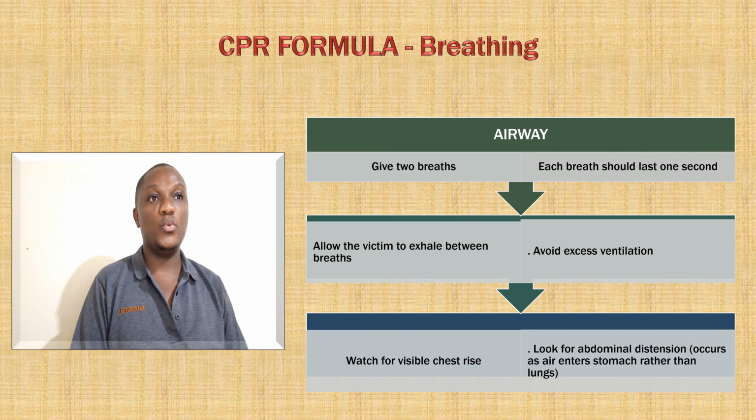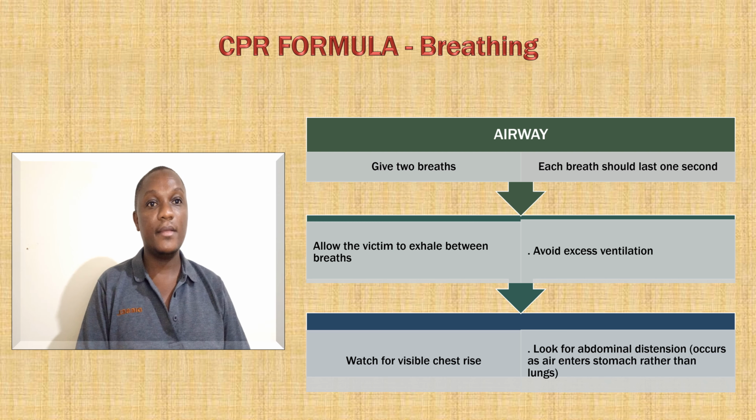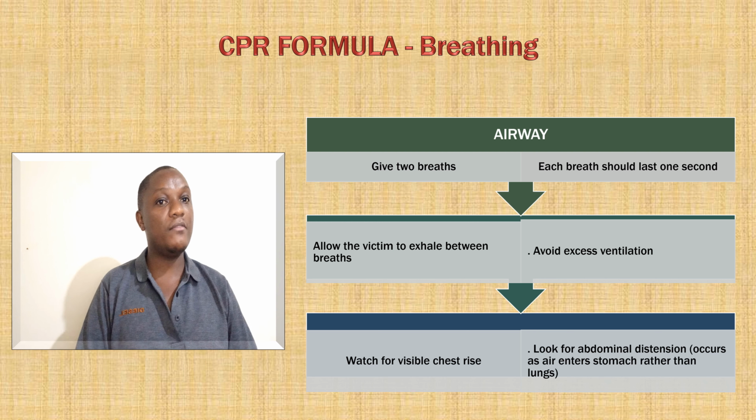From there, you continue to breathing. And this is where you give 2 breaths. Each breath should last 1 second. Allow the victim to exhale between breaths and avoid excessive ventilation. Then watch for visible chest rise. The other thing you're going to look for is abdominal distension. Why? It occurs as air enters the stomach rather than the lungs.